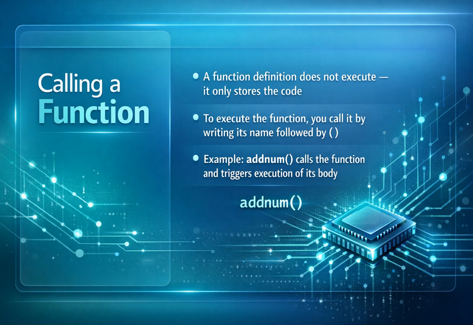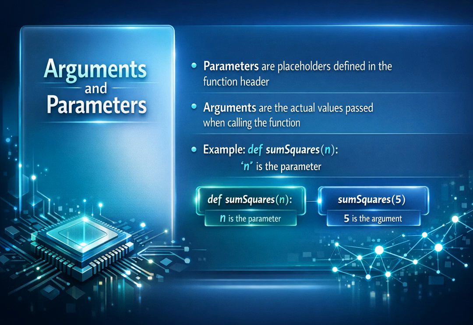To call a function, write its name followed by parentheses. For example, writing addNum() triggers the execution of the addNum function. Parameters are variables listed in the function definition that act as placeholders for incoming data. Arguments are the actual values passed during the function call. When you call sum_squares(5), the value 5 is the argument that gets assigned to the parameter n inside the function.